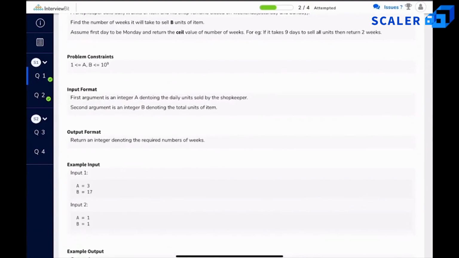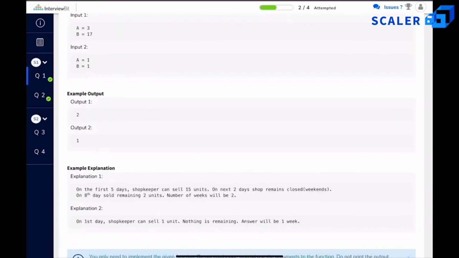So for example, if A is 3 and B is 17, that is each day we sell 3 items and we need to sell 17 items in total. So on the first 5 days, the shopkeeper can sell 15 items. After that, we will have a weekend, which will be Saturday and Sunday. So on the 8th day, we will sell the remaining 2 items. So the number of weeks required is actually 2.